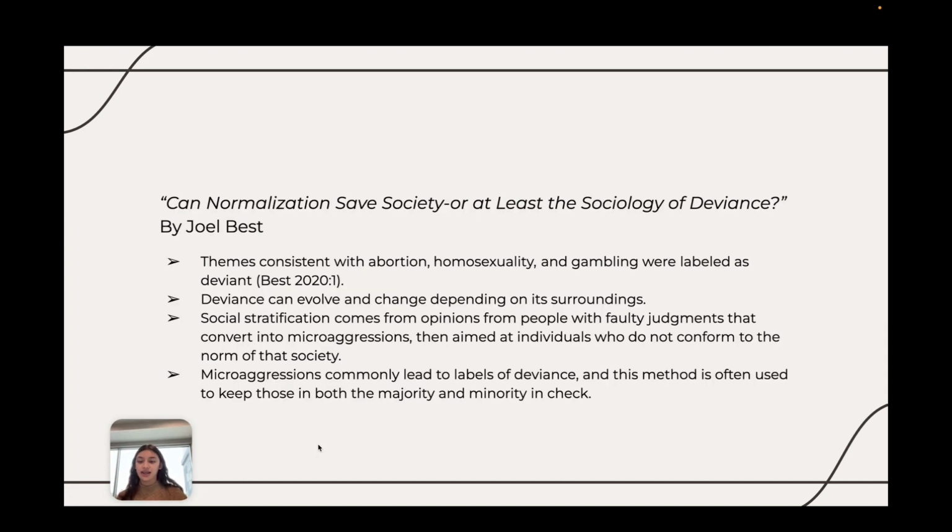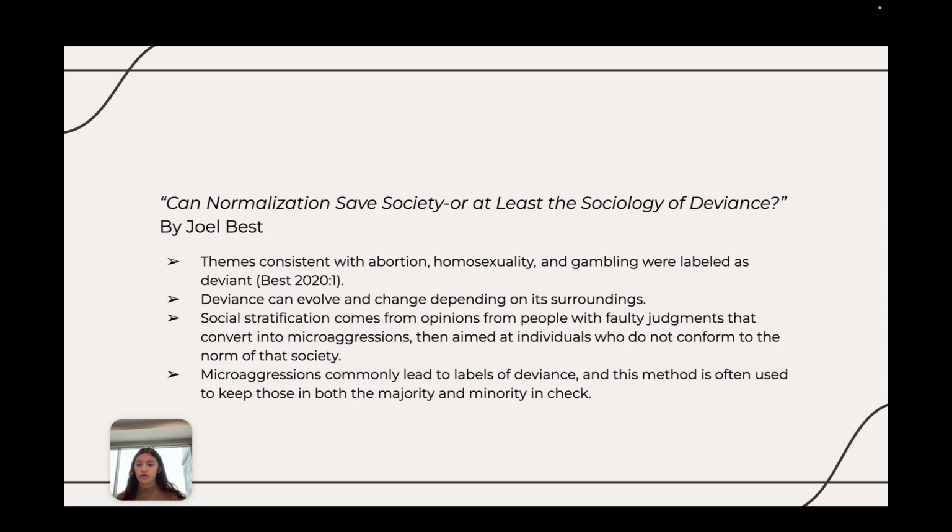Alright, so in the article, Can Normalization Save Society, or at least the Sociology of Deviance by Joel Best, he states that themes consistent with abortion, homosexuality, and gambling were labeled as deviant. He also said that deviance can evolve and change depending on its surroundings, and that him, along with other sociologists, find it difficult to really analyze deviance because of how it can shift and change depending on whatever it may be.